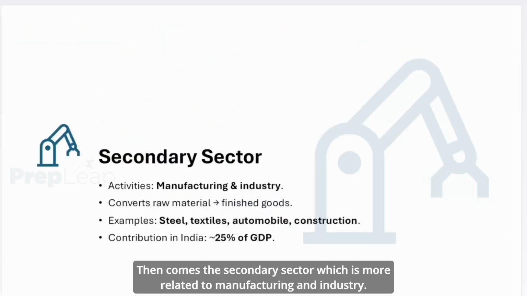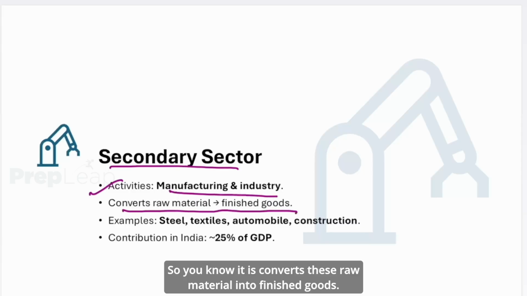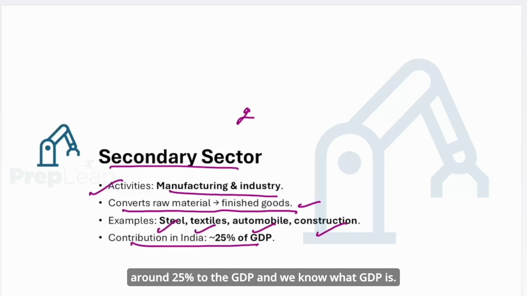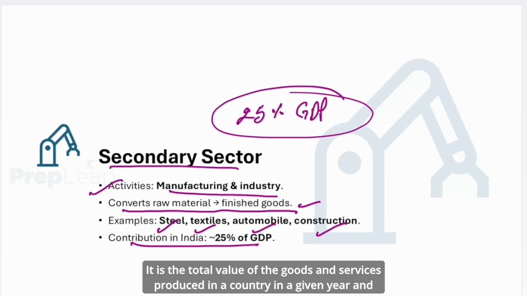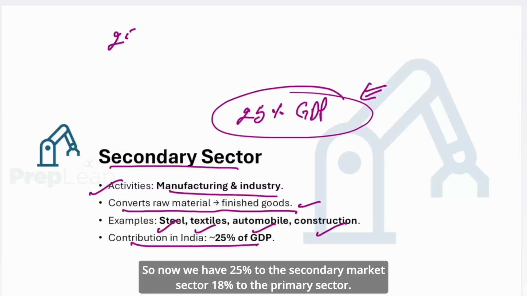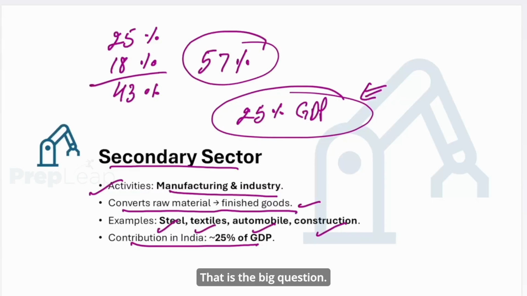Then comes the secondary sector, which is more related to manufacturing and industry. It converts raw material into finished goods. Something like steel industry, textile, automobile, construction, and they contribute around 25% to the GDP. And we know what GDP is. It is the total value of the goods and services produced in a country in a given year. And 25% goes to this. So now we have 25% to the secondary sector, 18% to the primary sector. So this makes around 43%. So the remaining 57%, where does it go? That is the big question.